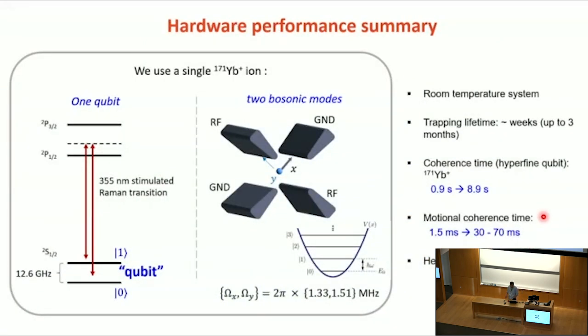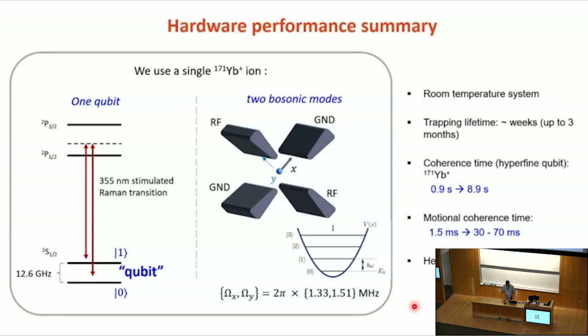So this is a summary of the hardware performance of our system. We use a single ytterbium ion, and we encode the qubit in the electronic hyperfine ground state. We use a 355 nanometer laser driving stimulated Raman transitions to drive the spin. For each ion there are 3 modes because it's trapped in 3D, but we set it up in such a way that we can only talk to 2 modes. These are the radial modes.